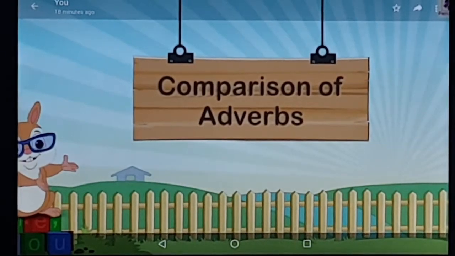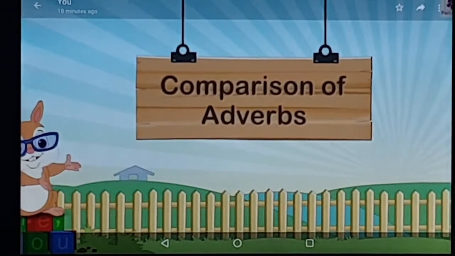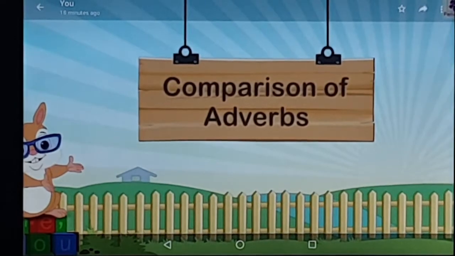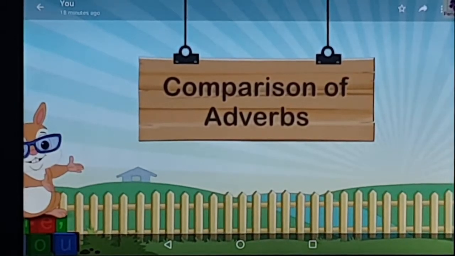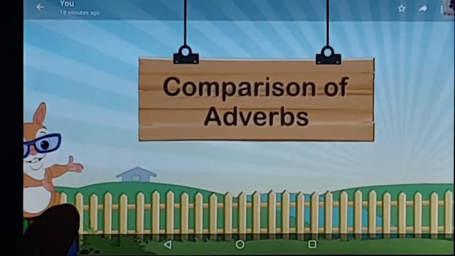Good morning. Welcome back. Now we move on to another important topic related to adverbs, that is comparison of adverbs. Like you have comparison of adjectives, similarly we have comparison of adverbs.